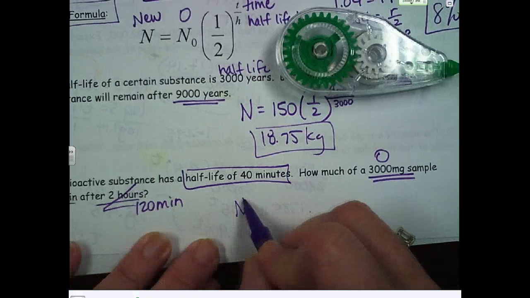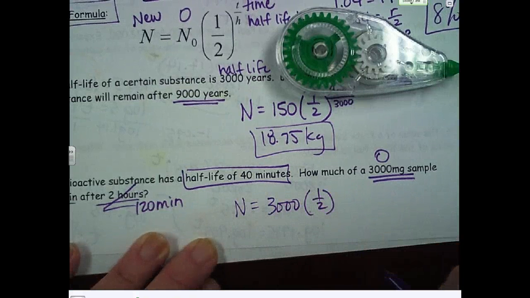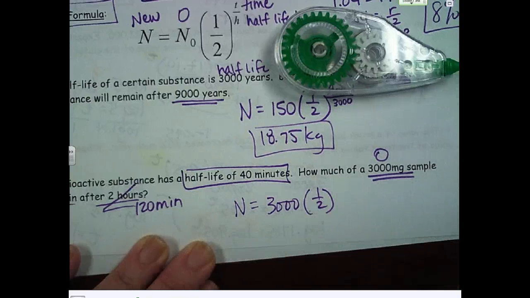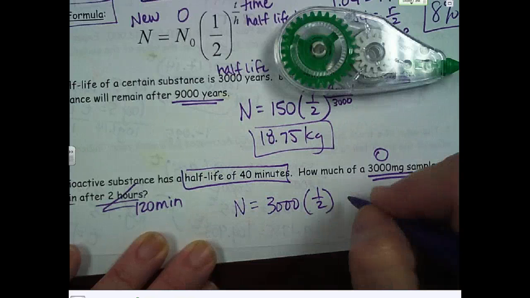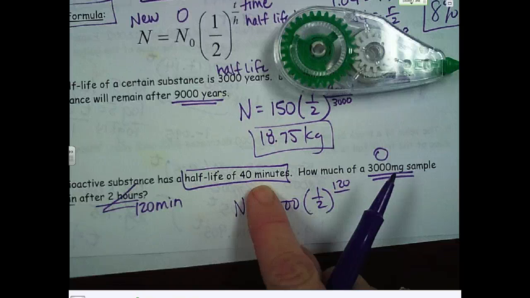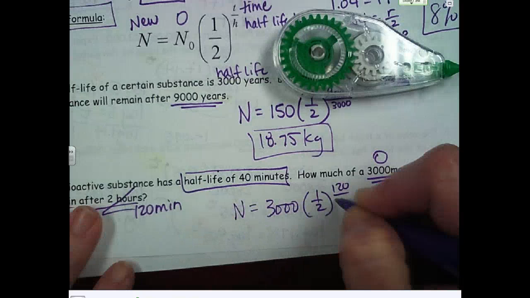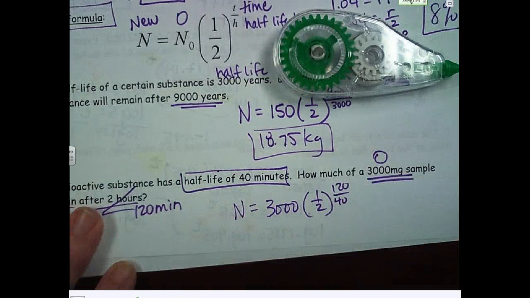So N equals 3,000 times 1/2. Remember the formula is time over half-life time. So how long did it decay for? 120 minutes, and its half-life, heck guys, its half-life is 40 minutes. That means every 40 minutes, half is gone. Okay, that's much different from the first one. So if you type it straight in the calculator, I think you get 375 milligrams. Yep.